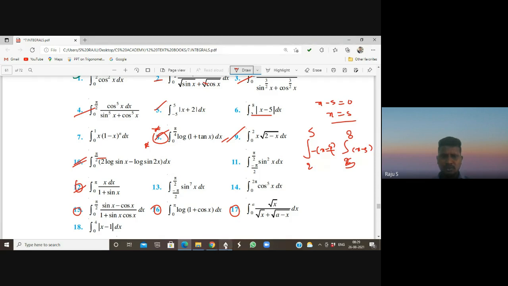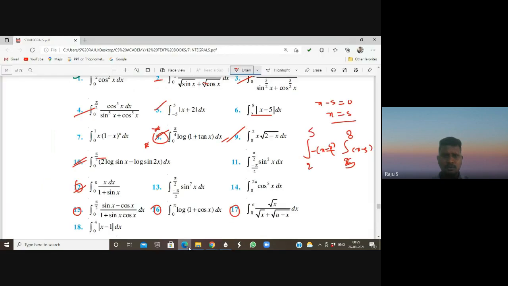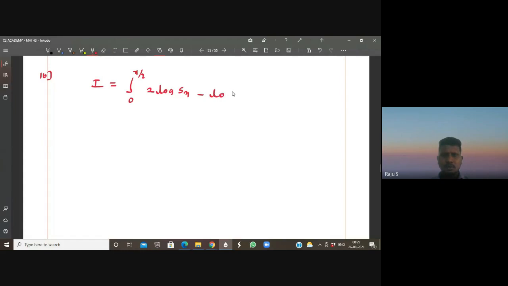Coming to question number 10: integral 0 to pi by 2 of 2 log sin x minus log sin 2x, into dx. You should not write separately here. See here, students, we may write it in terms of 2s. You may substitute sin 2x as 2 sin x cos x. Or else 2 log sin x can be written as log sin square x. Am I right?